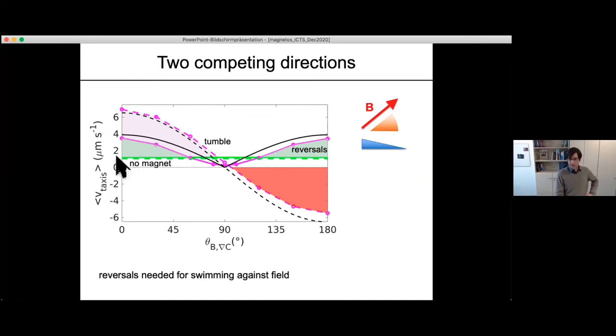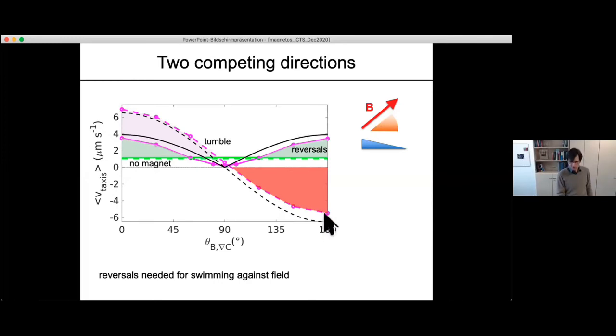Once we include a magnetic moment, then at low angles, so if the field and the gradient point in the same direction, we get some speed up from the magnetic field if we have reversals, and even more speed up if we have tumbles. But if you change the angle between the field and the gradient, you see that eventually with the tumbles, this goes through 0 and then becomes negative. So with the tumbles, these bacteria will eventually follow the magnetic field instead of following the gradient. In that case, maybe this also is a partial answer to Debashish Chowdhury's question. In that case, the field does essentially override the gradient sensing.